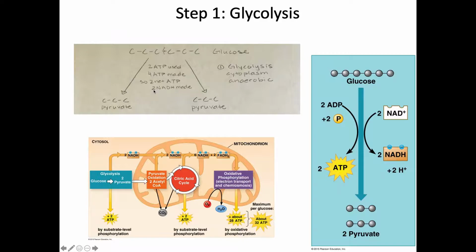So we will be making 2 NADHs in glycolysis. What happens is that you have 2 NAD+, and each of them is going to pick up 2 electrons and 1 proton, and then the other protons will go off into the medium, into the cytosol. So here we've made 2 NADHs. Great, because that's the purpose of glycolysis, to gather up as many NADHs as possible.